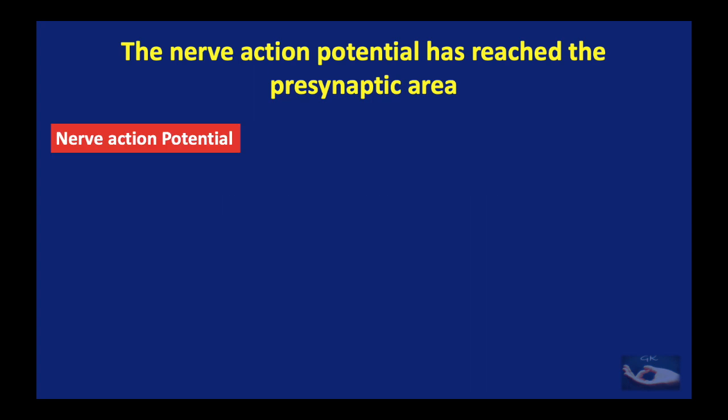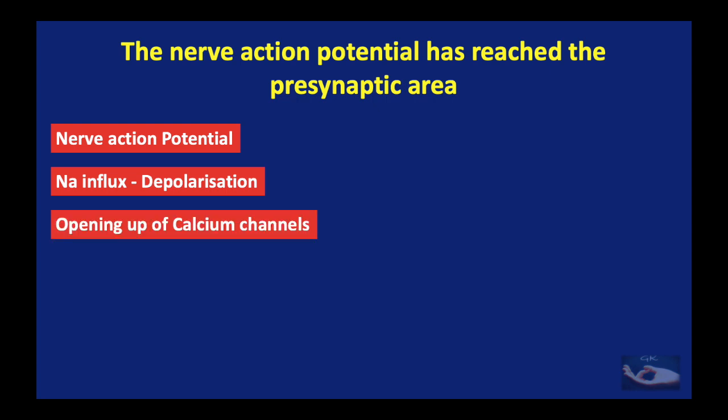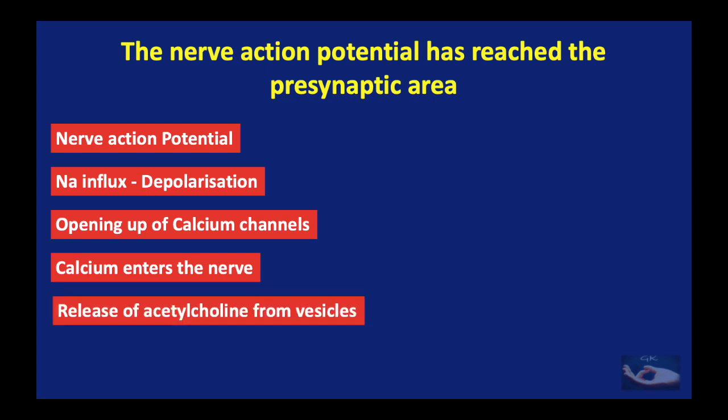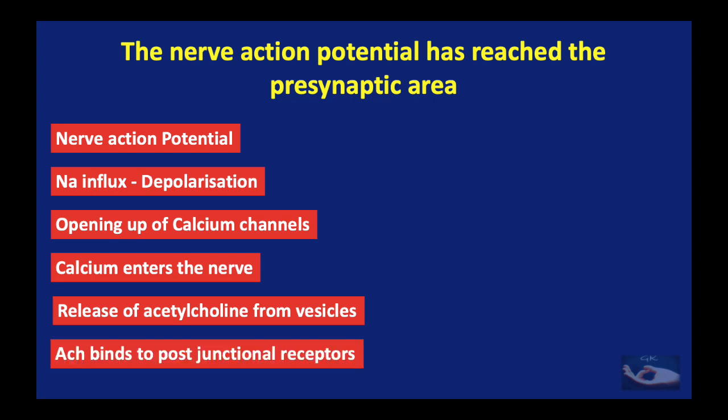When the nerve action potential reaches the presynaptic area, depolarization occurs due to the sodium influx, as we have already seen. This causes the opening up of what are known as the calcium channels, and as a result, calcium enters the presynaptic area of the nerve. This triggers the release of acetylcholine from the vesicles which are present in the presynaptic area. The acetylcholine is released into the synaptic cleft. This acetylcholine binds to the post-junctional receptors in the motor end plates.